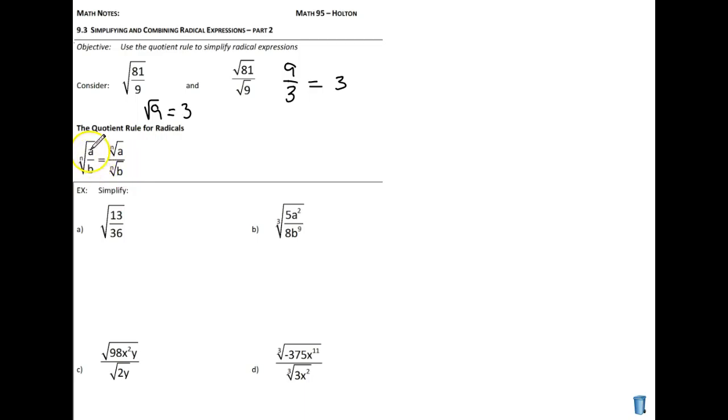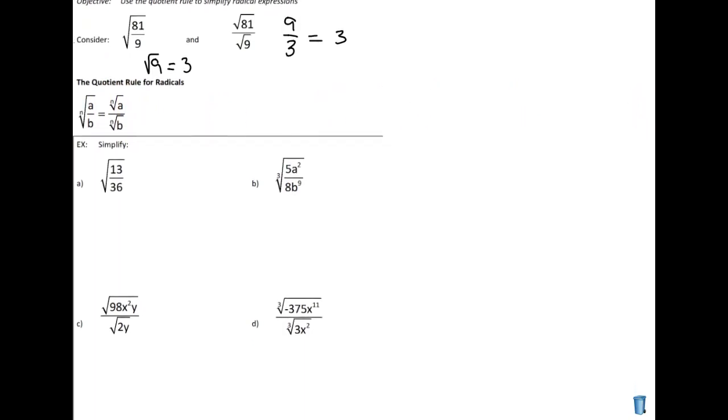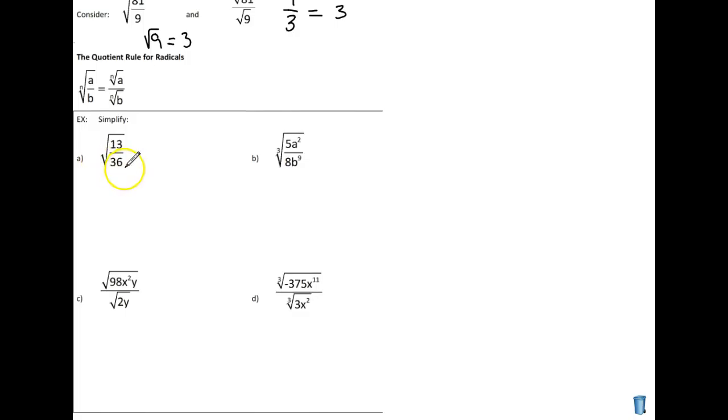So our quotient rule tells us that if you're taking the nth root of a fraction, you can break that up into the nth root of the numerator divided by the nth root of the denominator. So that's what we're going to do. Square root of 13 over 36 is really just the square root of 13 over the square root of 36, which gives us still the square root of 13. If you can simplify that, please do, but in this case 13 is a prime number and we can't. But it's going to be the square root of 13 over 6.